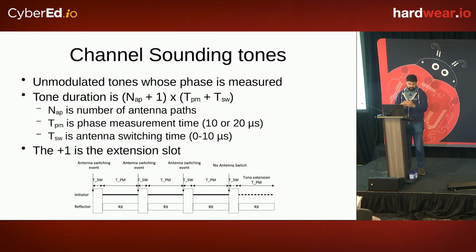In channel sounding, tones are sent, and the length of the tone is based on the number of antenna paths that are being measured. Usually there's just 1 antenna path in place, but the spec allows for multiple antenna paths if you want to do things like angle of arrival estimation. And the duration of the tone is also dependent on whether or not a tone should be transmitted during a time slot called the extension slot. So that's pseudo-random, and there may be something in the extension slot, there may not be, but that extension time slot is always there. It's just there may be a signal or may not be.